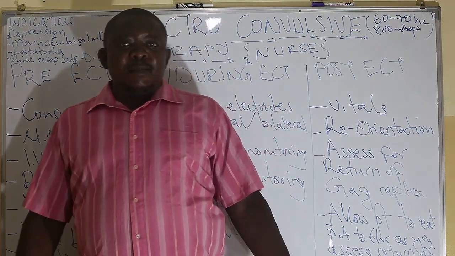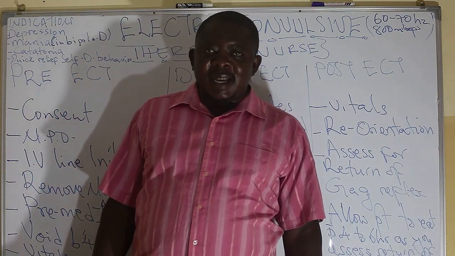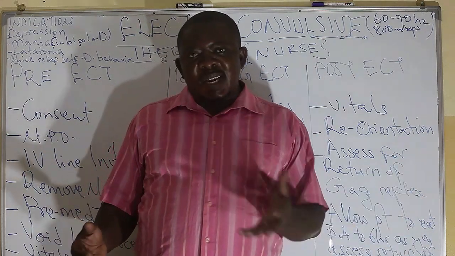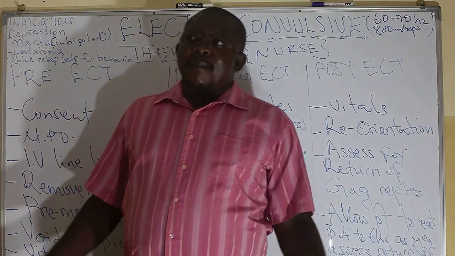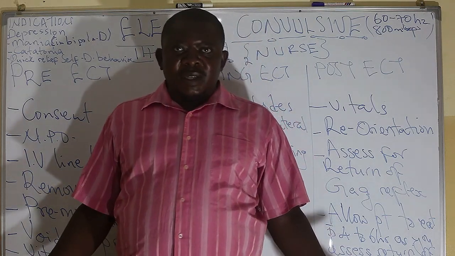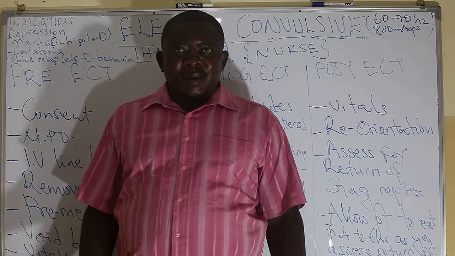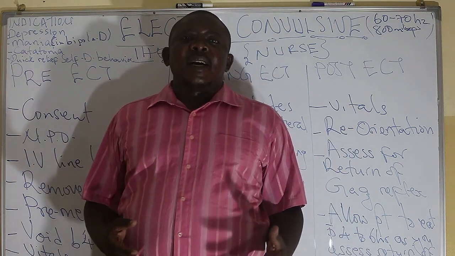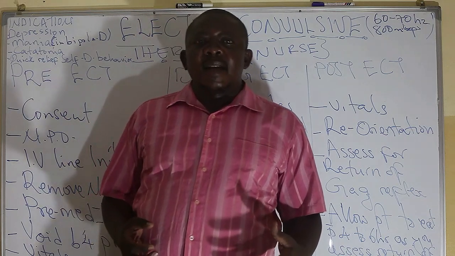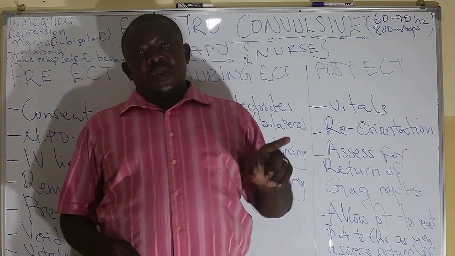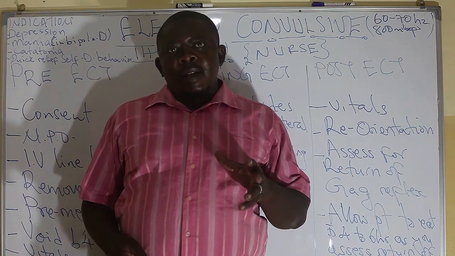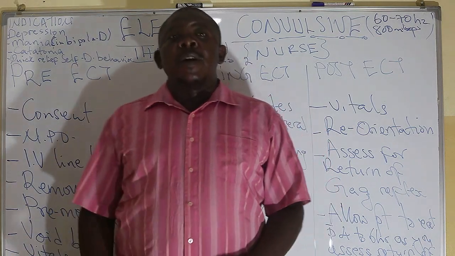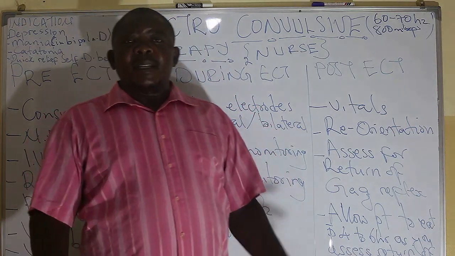Before the procedure is done, patients should be allowed to void to prevent incontinence during the procedure. Of course, before the patient goes for this procedure, you have to do vitals. The simple reason is that ECT is contraindicated in patients with an existing heart condition or brain tumor. So you need to take vitals to rule out hypertension and the like.